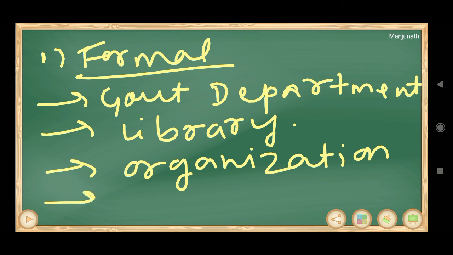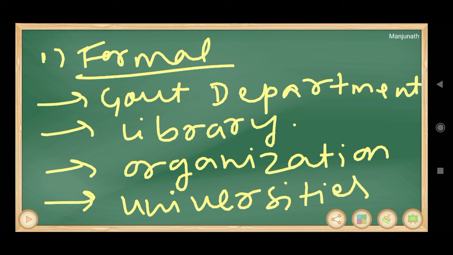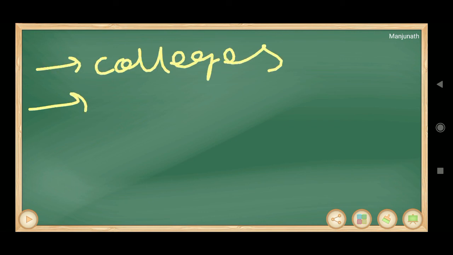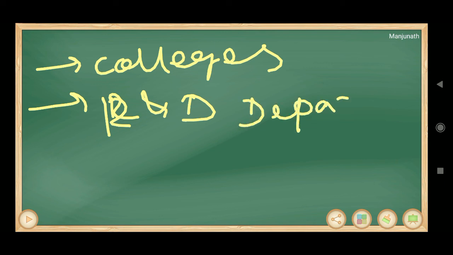Or you get information from universities. Sometimes you get information from colleges, sometimes from the research and development department, the R&D department. Okay, this is how you get information in non-documentary sources of information, that is, in formal sources.